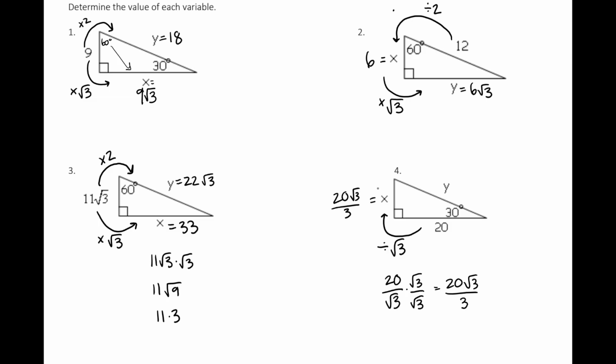In order to find the hypotenuse from the short side, as always, we're going to multiply by 2. Remember that when you multiply a fraction like 20 root 3 over 3 by 2, you're really multiplying by 2 over 1. So it's only going to multiply with that top 20. So y will be 40 root 3 over 3. And that doesn't simplify, so there's your final answer for the hypotenuse.